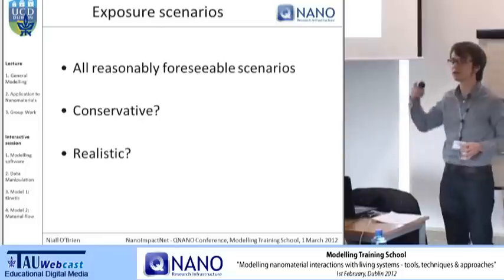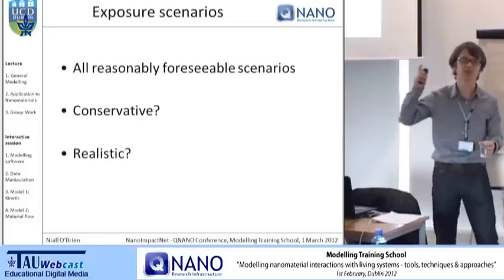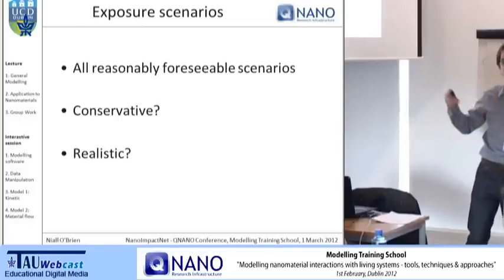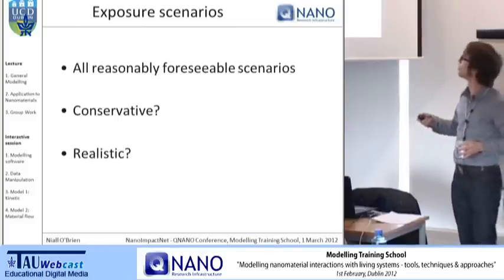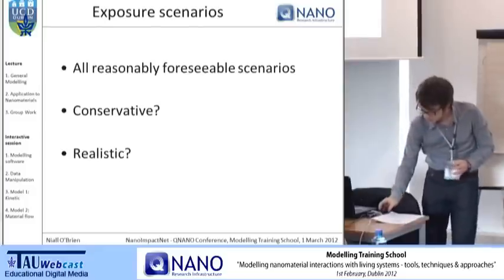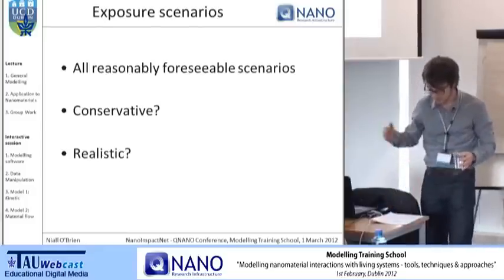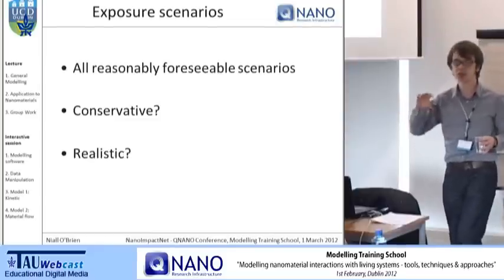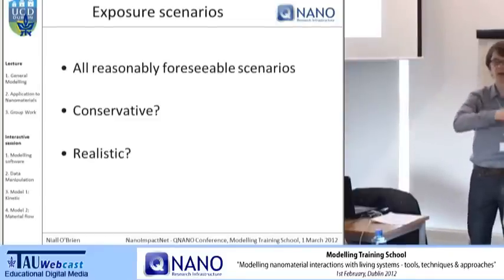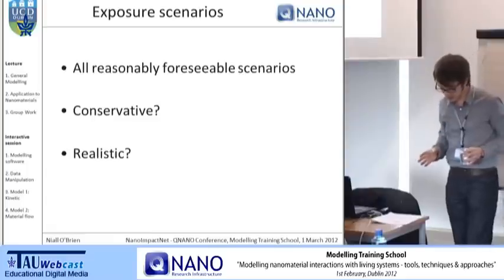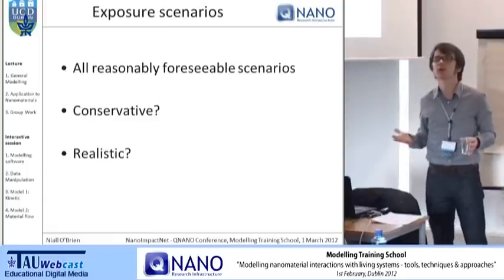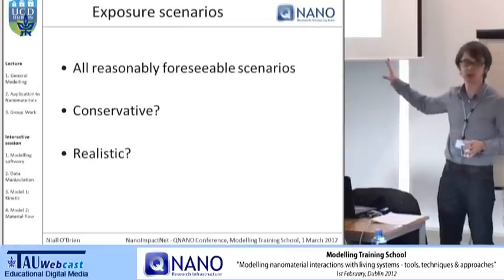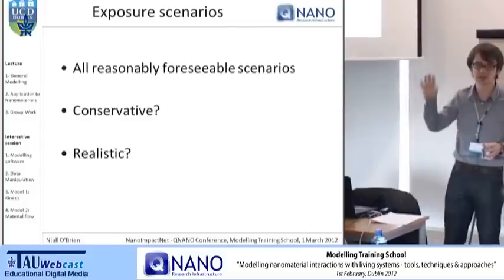Again, we have to think of all reasonably foreseeable scenarios. Obviously, there'll be catastrophes and things like this. And you have to think, is this reasonably foreseeable? Is it realistic? Or is it conservative? And when we talk about conservative and realistic, we have to consider both cases. Modeling allows us to do this. We can easily change our input data to consider a conservative case or a realistic case. A conservative case is where you're thinking, what would happen if this scenario occurred? Just purely hypothetical. The worst case scenario is conservative.